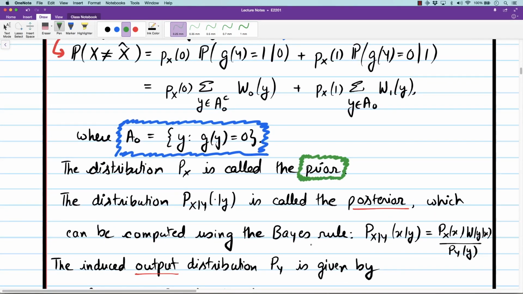Alright, and this posterior distribution can be computed using Bayes rule. It can be written as this: P of x given y is just Px W of y given x. This is the conditional distribution, divided by Py of y.